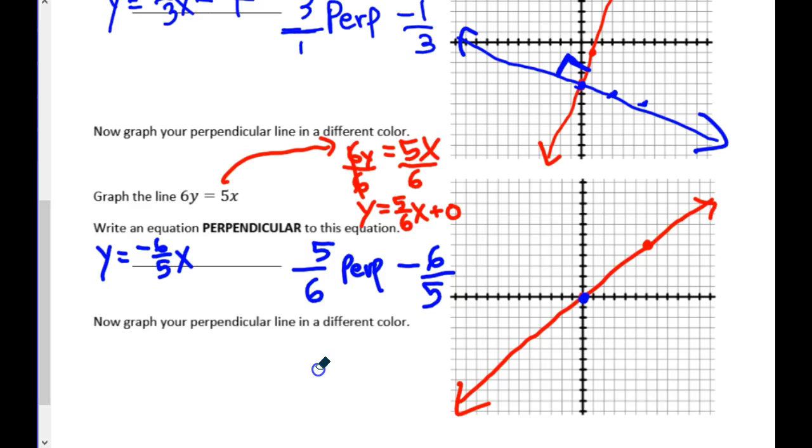Down 6, right 5. 1, 2, 3, 4, 5, 6. 1, 2, 3, 4, 5. Boom. Use your straight edge to make a straight line. That's not like that. Let's try again. Look at that. And it should make a right angle. Yours should look really nice because you have a straight edge, okay?